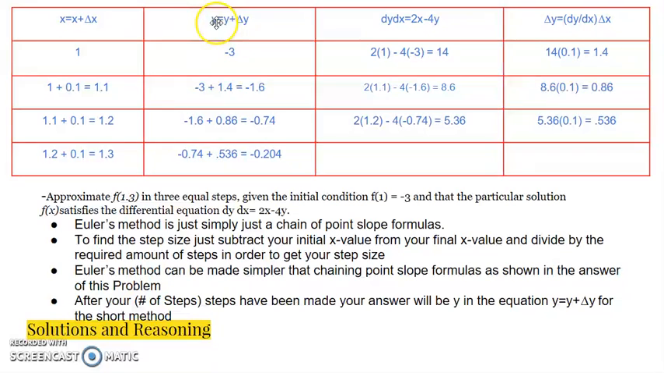And then we'll plug in our y from our previous step, 0.536 to our 0.74, which can be found right here in our previous one, and we'll get an answer of -0.204. So this one is simple in that you're just finding the chain of point-slope formulas.